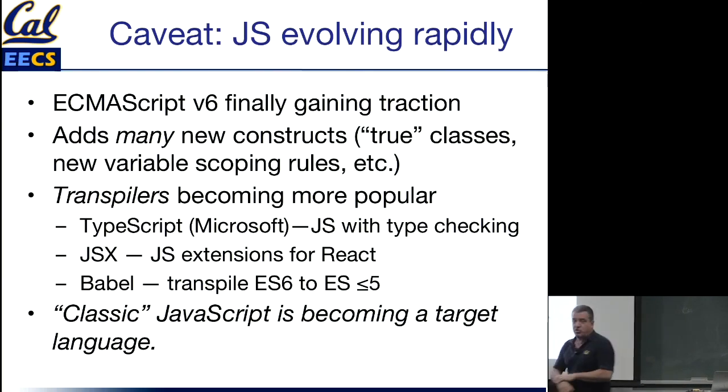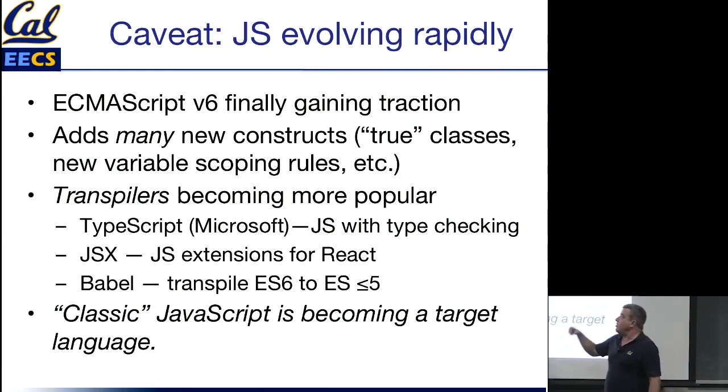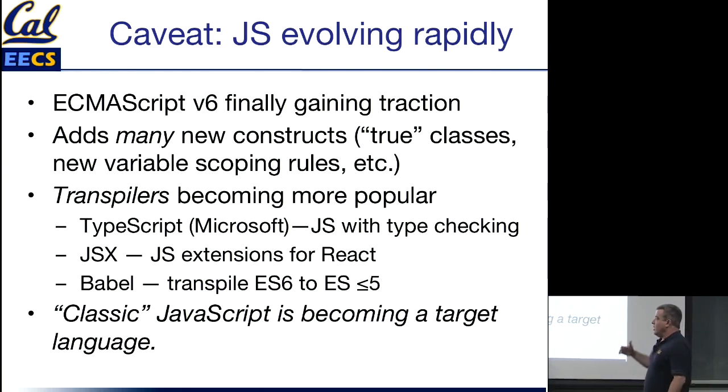The variable scoping rules have changed. There are some new constructs. Transpilers are becoming more and more popular. So if you've heard of TypeScript, which is basically a language that has strong type checking but can be compiled down to JavaScript. JSX, which is the language that you write your React apps in, also compiles down to JavaScript. Babel is a project that will transpile ES version 6 to older ES versions. Even though ES version 6 was introduced in 2015, a lot of browsers out in the field still don't implement it. So if you're deploying production JavaScript code, you cannot generally assume that the users are all ES6 compatible at this point. But there are transpilers that will generate underlying JavaScript code, JavaScript classic, as I like to call it.